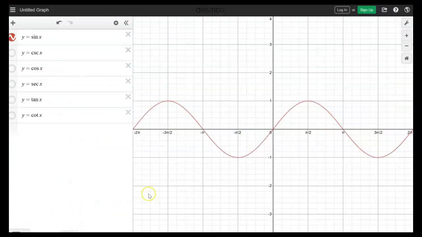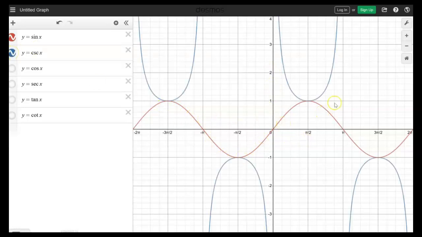This is the graph of y equals sine x. That's the original parent function. And look what happens when we do 1 over sine x. Remember, at 0, at pi, at 2 pi, and at any of the other x-intercepts of the sine function, we're going to create what are called asymptotes. So when I engage the cosecant, notice what is happening.